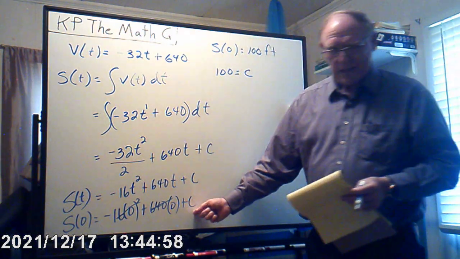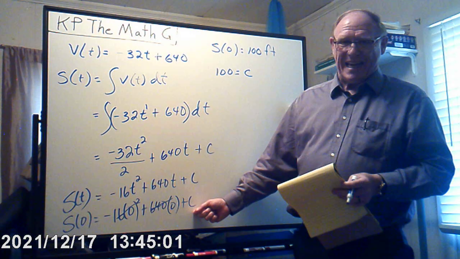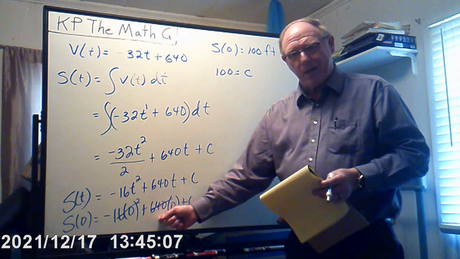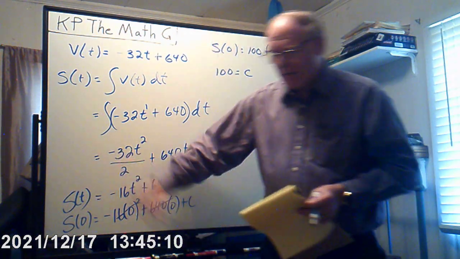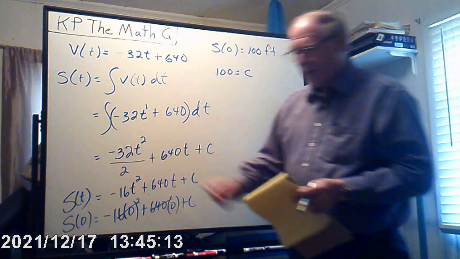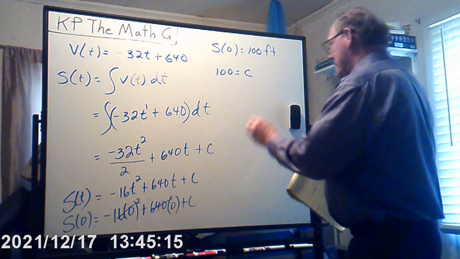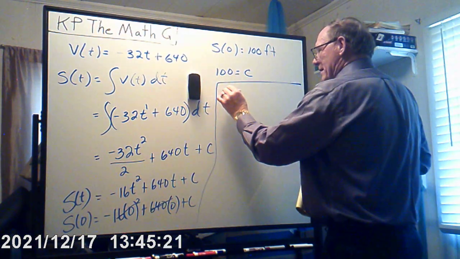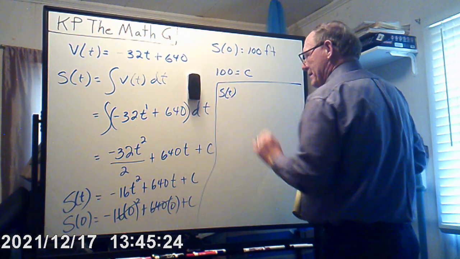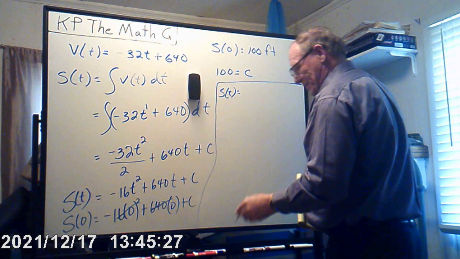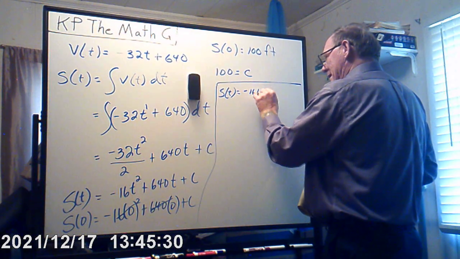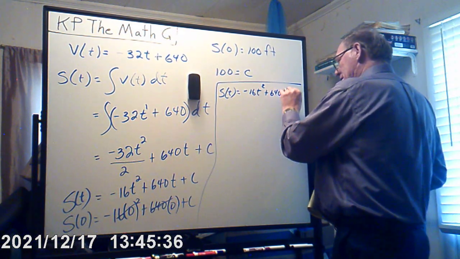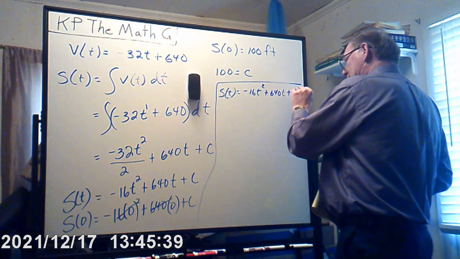And that really makes sense because we have everything together. The initial height is always going to be at the end, okay? The initial velocity is always going to be in the middle, and then the acceleration due to gravity is always going to be at the front, with something squared. That's usually the case. So our final answer is going to be s at t, that's what we were looking for. Our position equation is equal to negative 16t squared plus 640t plus 100.